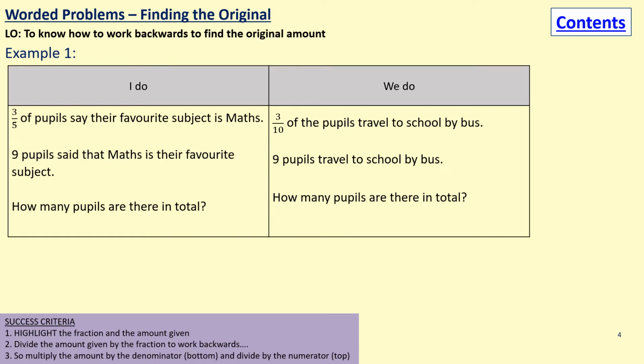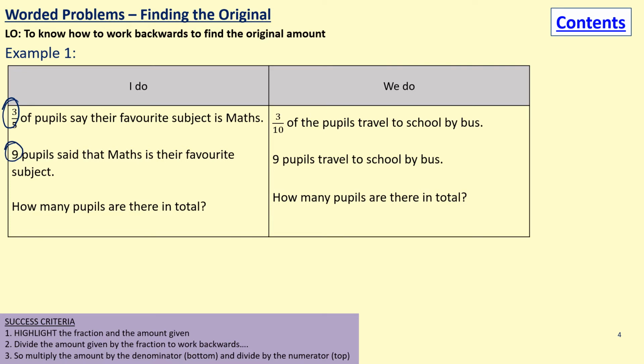3/5 of pupils say their favorite subject is maths. 9 pupils said that maths is their favorite subject. How many pupils are there in total? So let's have a look at the success criteria. Highlight the fraction and the amount given. So in here, my fraction is 3/5 and the amount is 9.